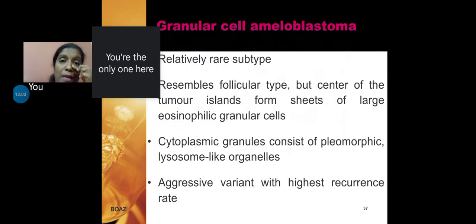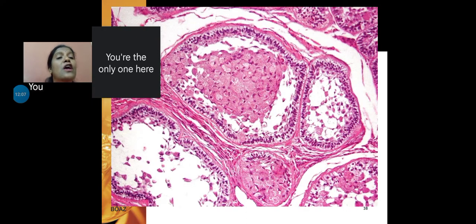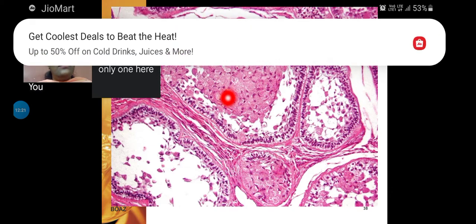Granular cell ameloblastoma, yet again, is also a type of follicular ameloblastoma. Again, you see a peripheral layer of ameloblast-like cells, central stellate reticulum-like cells, and in between these cells, some of the cells undergo transformation to become granular cells. What are granular cells?